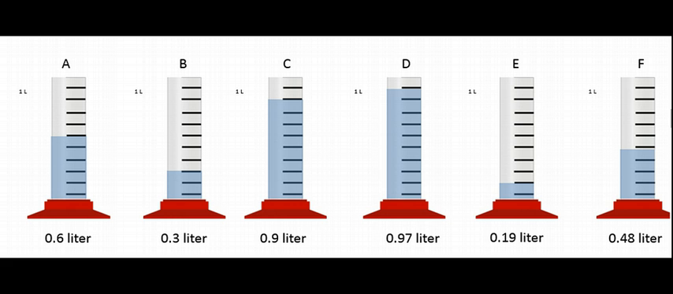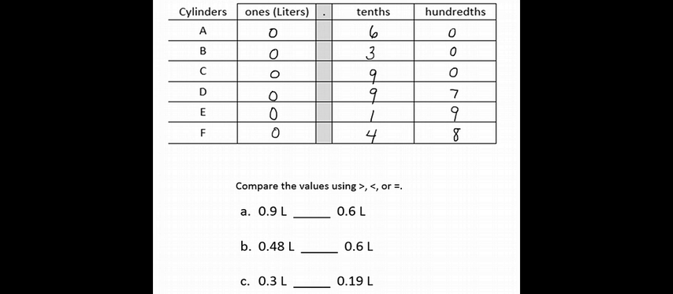In the next section, I have 6 cylinders, each filled partially with water. I'm going to transfer their measurements onto a chart so we can do some comparison. So I've transferred the measurements onto this chart. For example, cylinder A was 6/10 and 0 hundredths of a liter, or we could refer to that as 60 hundredths. Another example, cylinder D was 9/10 and 7 hundredths, or we could say it is 97 hundredths of a liter.